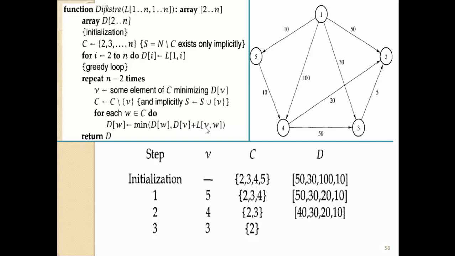30 plus L of 3 to 2. So 3 to 2 has a path, yes, and the length is 5. So this is our 5. 5 plus D of V, that is D of 3, that is 30. So 30 plus 5, that is 35. And the direct length D of W, that is D of 2, is equal to 40. So the previous value is 40. 40 and 35 we have to check, and which one is minimum. So 35 is minimum, so we have to replace 40 with 35. So the next value is 35.